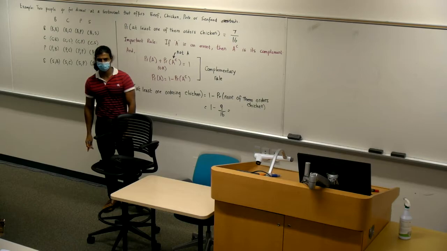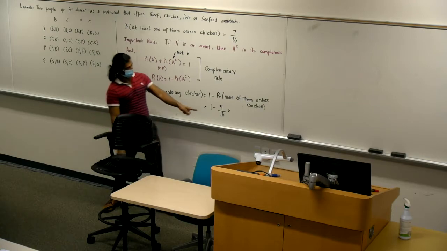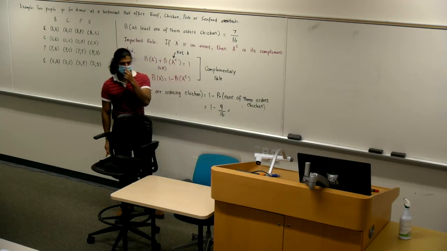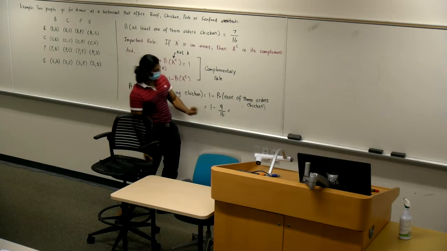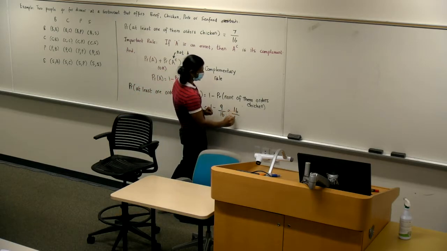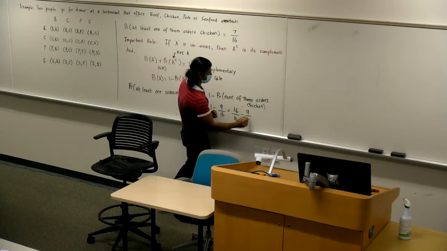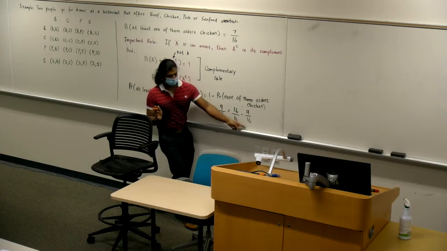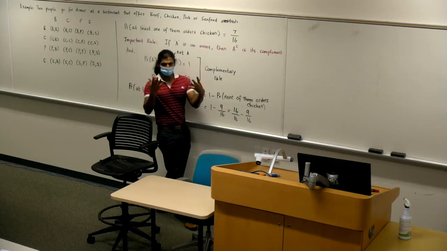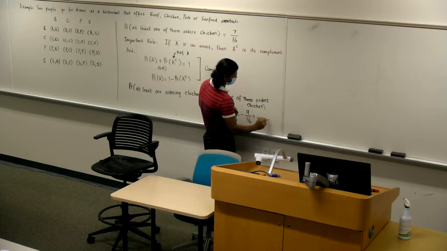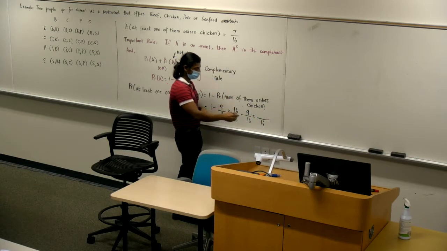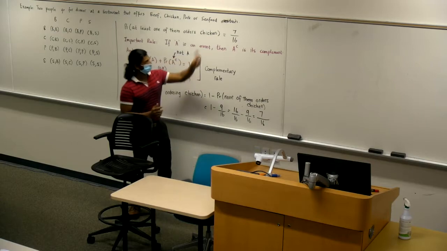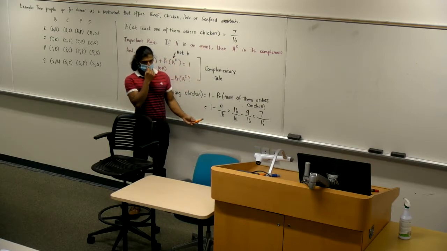Algebra. How do you combine a number and a fraction? You would change 1 to 16 over 16. It has a name. Common denominator. So the common denominator is 16. 16 minus 9 is 7. It is the same answer, correct?